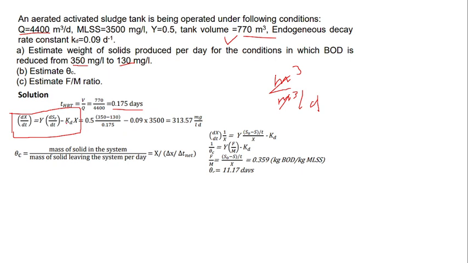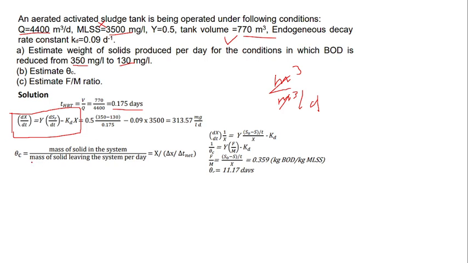Okay. Next is Kd. Kd is given already, which is 0.09 into X. So X is the initial amount present there. Initial amount is 3500. So this is the X biomass, 3500. If we solve this one, we obtain 313.57 mg per liter per day.